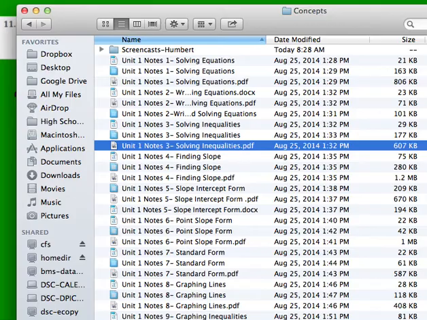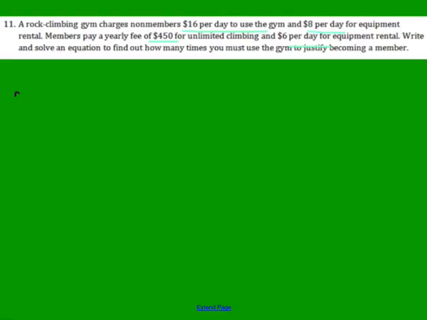So we want to write and solve an equation to find out how many times you need to go to justify being a member. So what I'm going to do, all these per days, I'm going to let X represent the actual number of days that I go to the gym. So if I'm a non-member, I pay $16 for every X day I go to get in. Also, I have to pay $8 for every X day that I go in to rent the equipment.